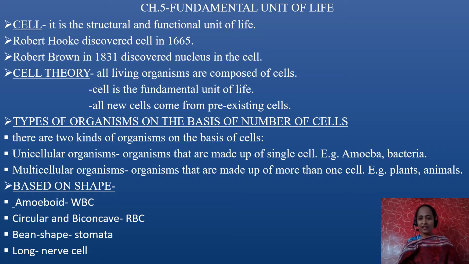Circular and biconcave. Circular or spherical and biconcave. Example, RBC, red blood cell. Initially, when RBCs are produced, they are circular in shape, but when they lose the nucleus, they become biconcave on maturity. Now, bean-shaped cell, example, stomata. Long cell, example, nerve cell, the long-shaped nerve cell or brain cell.